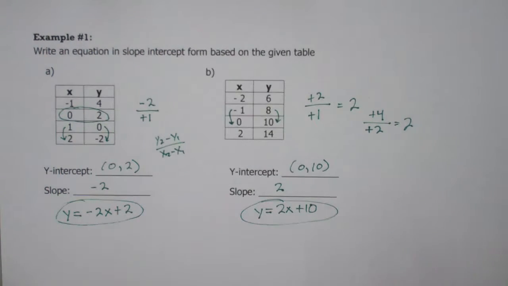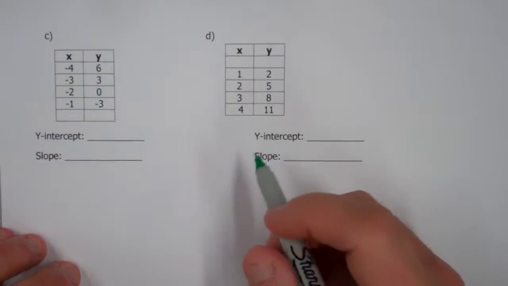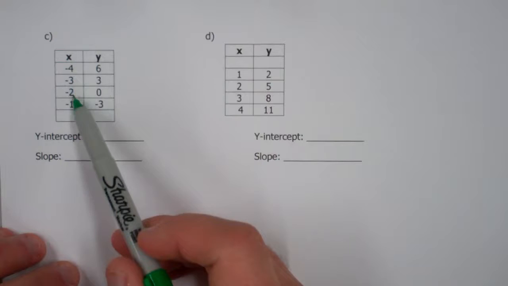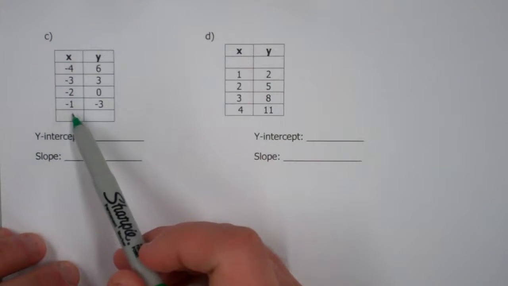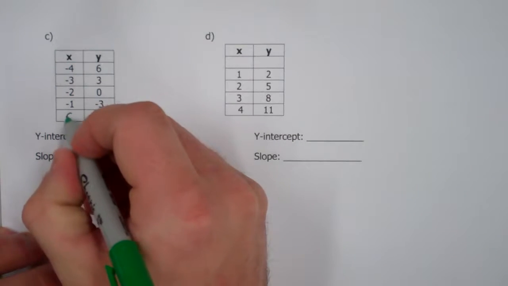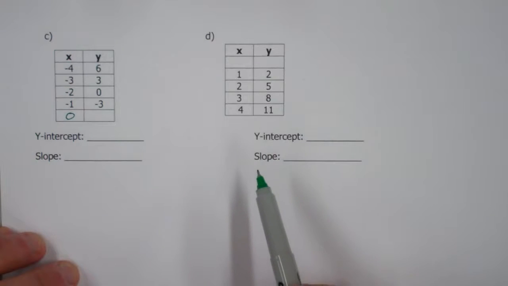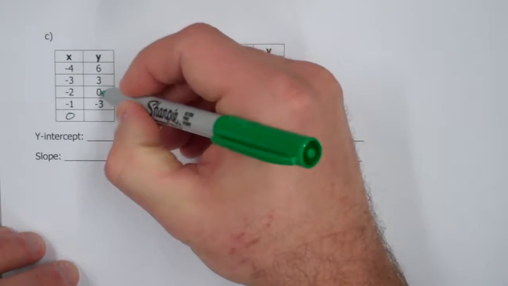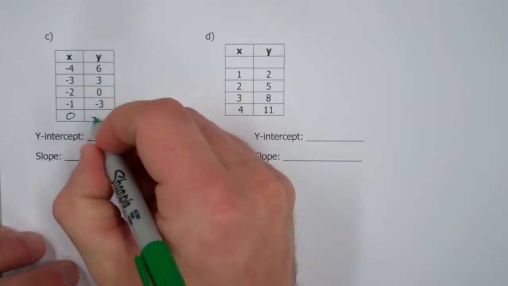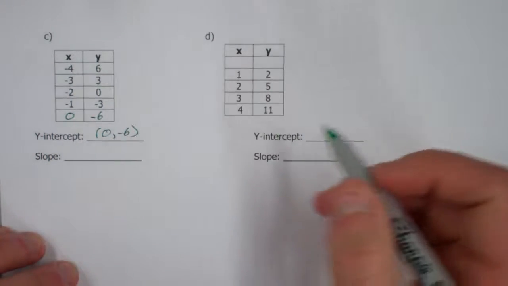We'll do a couple more here. So we've got C and D. In this case, we don't see an x value of 0, but we do have some values we can work with. So negative 4, negative 3, negative 2, negative 1, 0 would be the next logical conclusion here, just adding 1 every time. Here it seems like we're subtracting 3. So negative 3 minus 3 is negative 6. Looks like the y-intercept would be (0, negative 6).